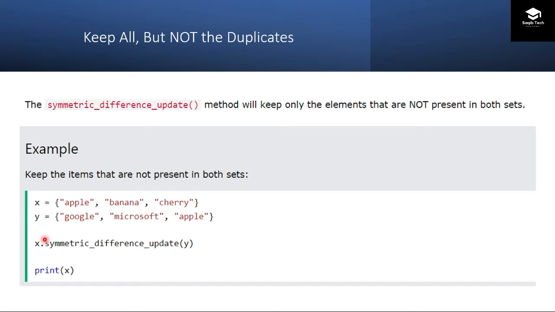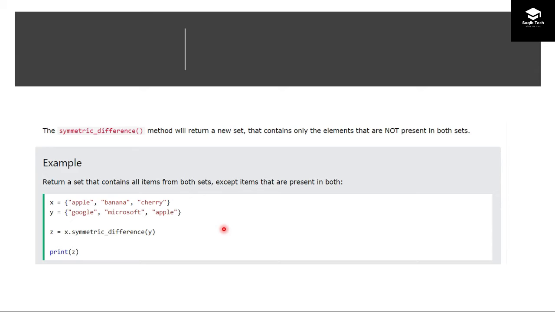Another case: if I want to keep everything but the duplicates, meaning I want to store the values that are unique in both sets. For example, the first set is apple, banana, cherry, and the second is Google, Microsoft, Apple. Here apple is present in both sets, so I don't need apple. I will write x.symmetric_difference_update. It will update X with only banana, cherry, Google, Microsoft. It will remove the duplicate item.